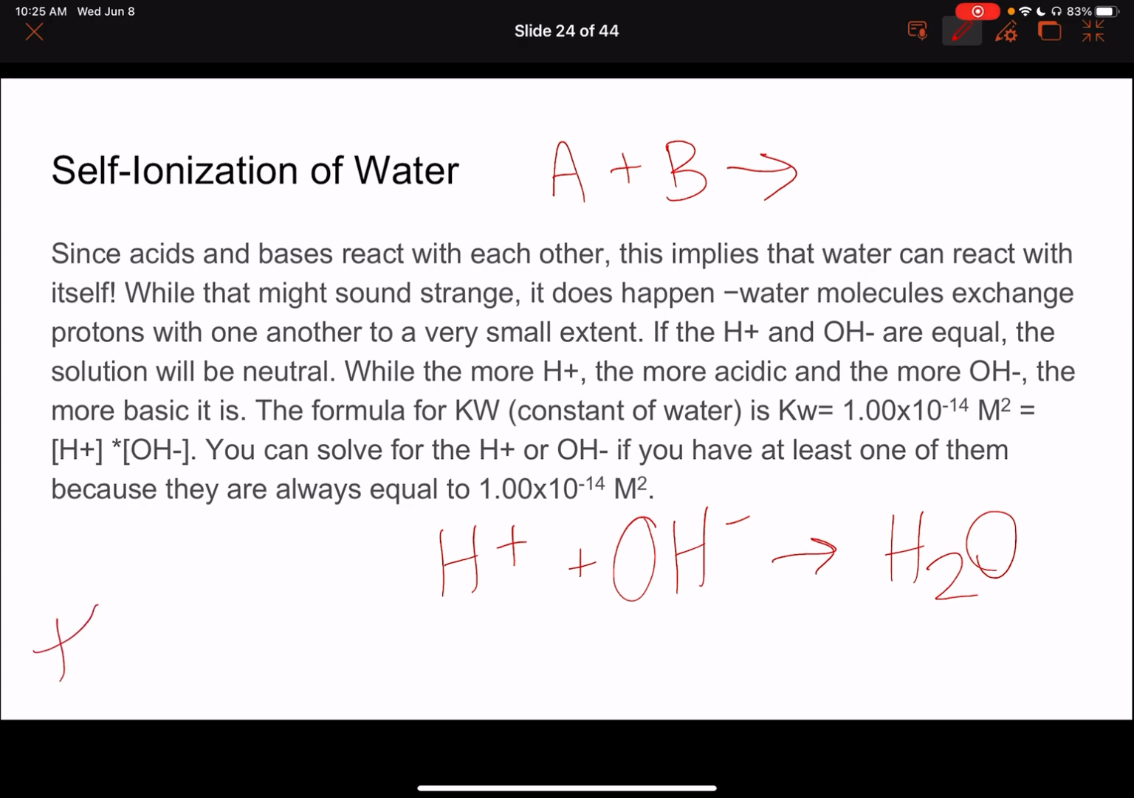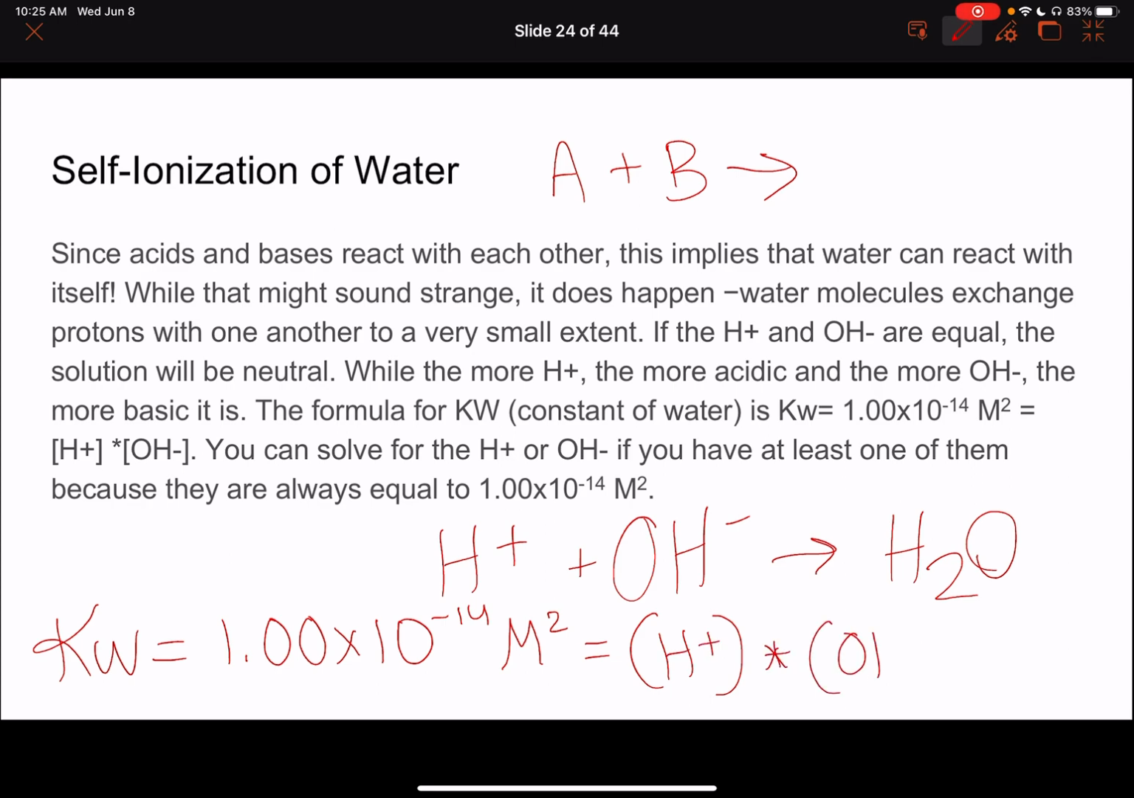We have our Kw. It's a constant for water. So remember, constants can't change. So it's always going to be 1.00 times 10 to the negative 14 molarity squared. And we can find that by taking the H plus times whatever the OH minus is. So you at least need the H plus or the OH minus because our constant never changes.